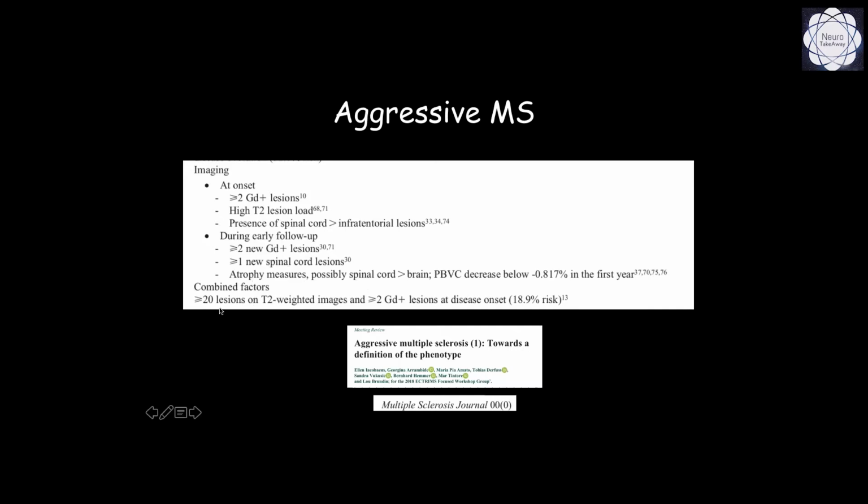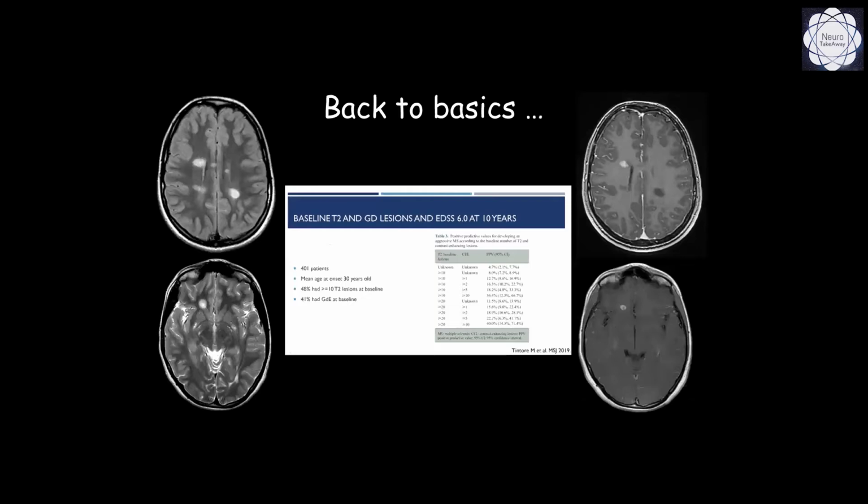At the beginning, the presence of 20 or more T2 lesions or 2 or more GAD-positive lesions are associated with a bad evolution. Okay, but fortunately, we can rely on the basic sequences. We can go back to basics.